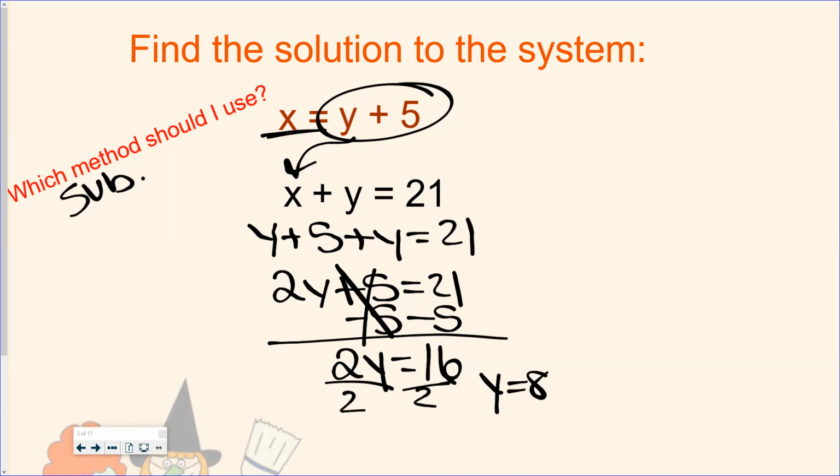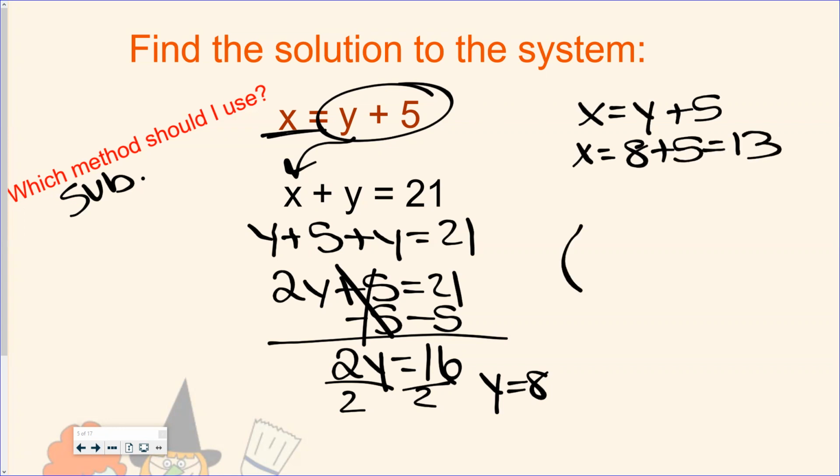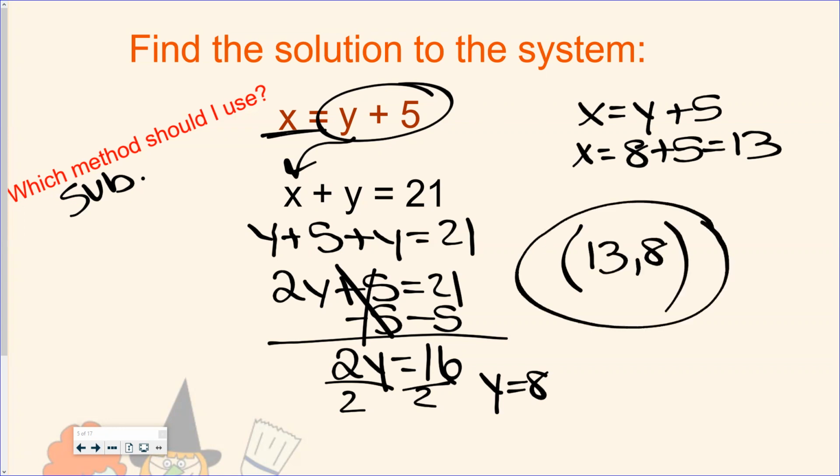But in order to have a solution, I must have an x and a y. So if I know my y, I'm going to go ahead and substitute that back into my original equation, x equals y plus 5. So x equals 8 plus 5, which is 13. So my final answer is my coordinate 13, 8. Yes, you do need to make sure you write this as a coordinate because remember, a solution is the point where our lines intersect.